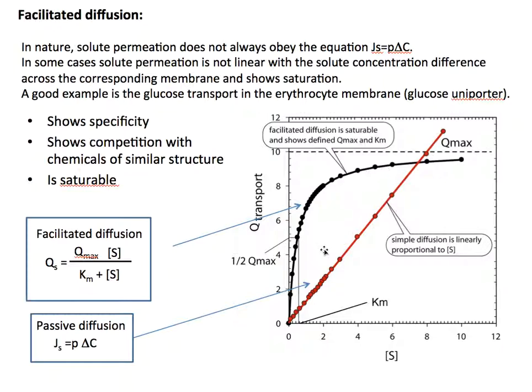That's how it works. And for passive diffusion, the higher the delta C, the higher the J_S; that's from last lecture. Now, this is showing you a good example of glucose transport in the erythrocyte membrane by the glucose uniporter, and that is a prime example of facilitated diffusion. They do show saturation, and facilitated diffusion doesn't always obey the equation J_S equals P times delta C.